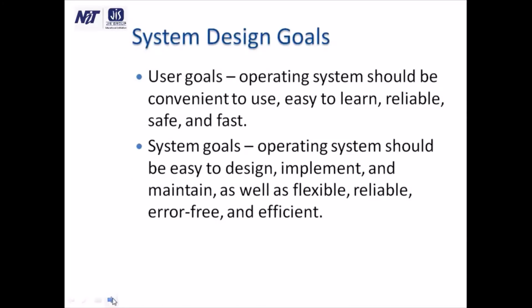And the system design goals are as follows. From the user perspective, the user goal is that the operating system should be convenient to use, easy to learn, reliable, fast and safe. And from the system perspective, the system goals are that the operating system should be easy to design, easy to implement and maintain, as well as flexible, reliable, error free, and efficient.